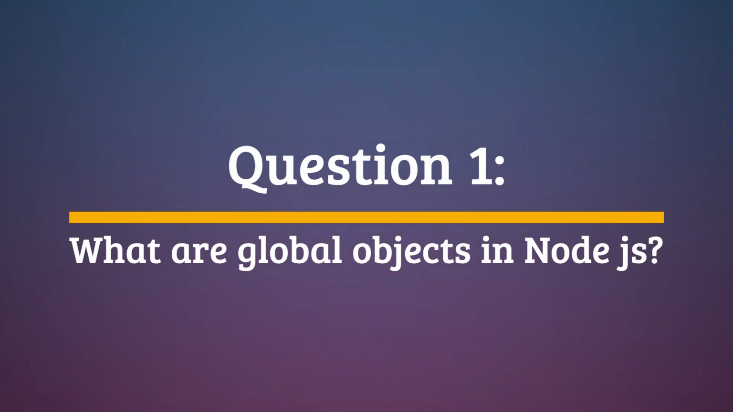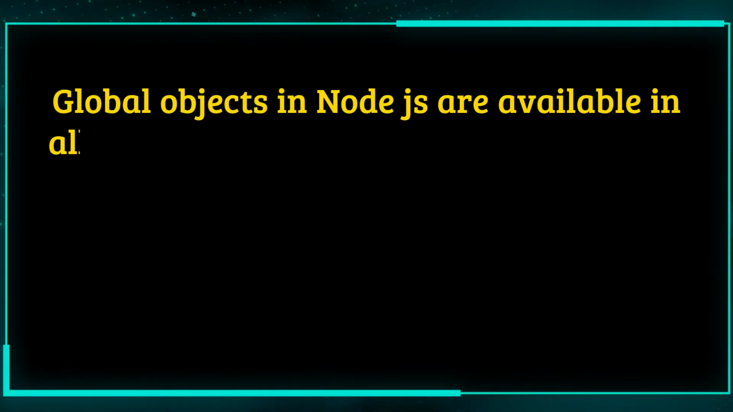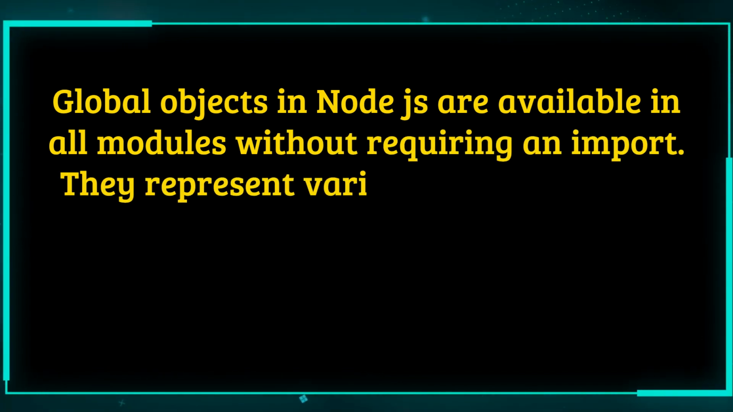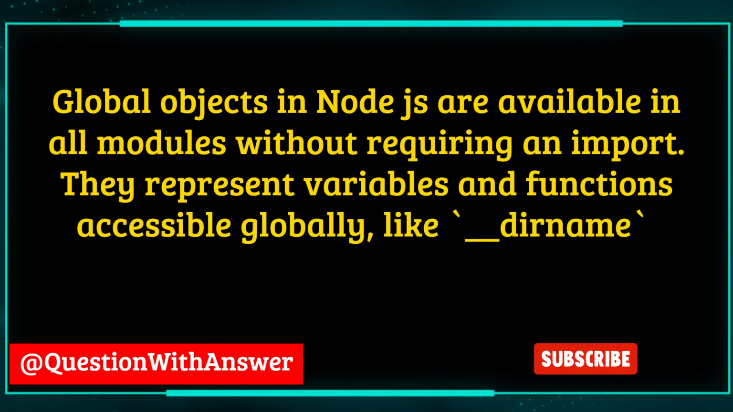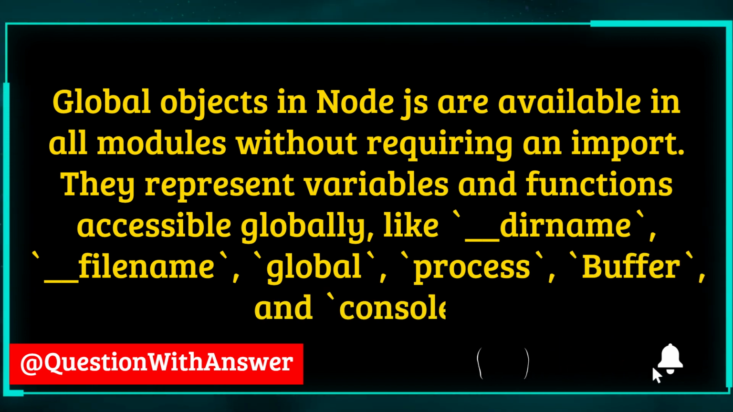Question 1. What are global objects in Node.js? Answer. Global objects in Node.js are available in all modules without requiring an import. They represent variables and functions accessible globally, like __dirname, __filename, global, process, buffer, and console.